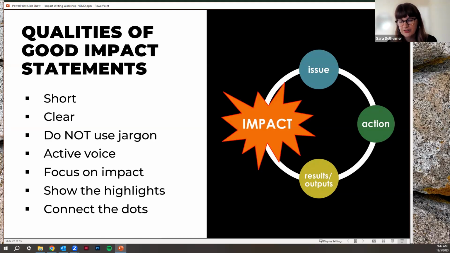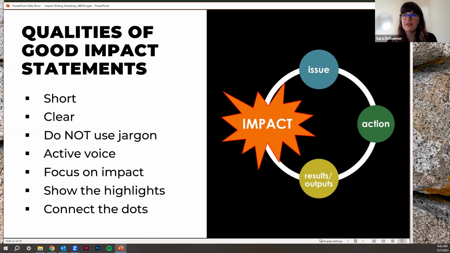Good impact statements are written for a general audience. So they're not technical or academic writing. It's not being submitted to a peer-reviewed publication. They don't need to use that sort of technical academic style of writing. In particular, definitely don't use jargon. That means avoiding technical terms, abbreviations, acronyms.